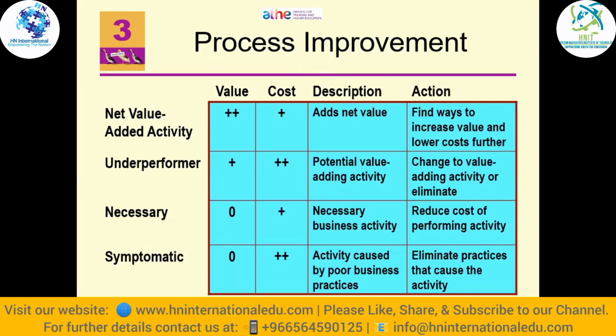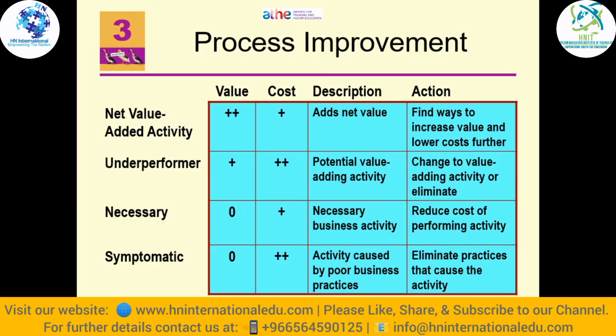Now we are going to do process improvement. What is process improvement? We have already discussed that the process obviously includes improvements, and you can make improvements in lots of ways. For example, you have value, cost, description, and action, because these are the four preambles which you need while making improvements, or while making any process with respect to the business.